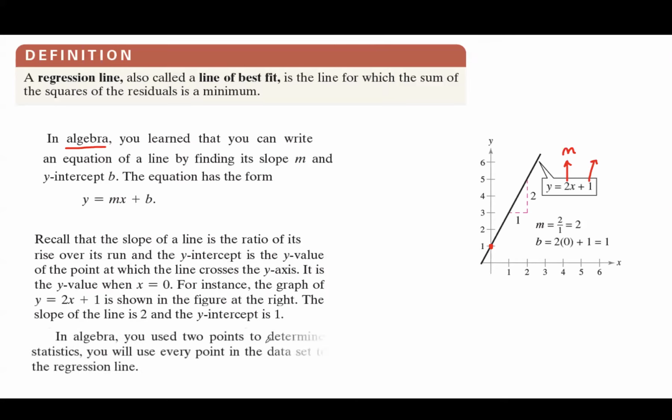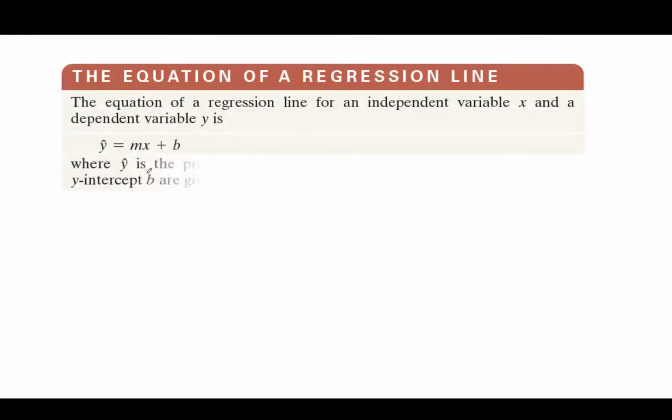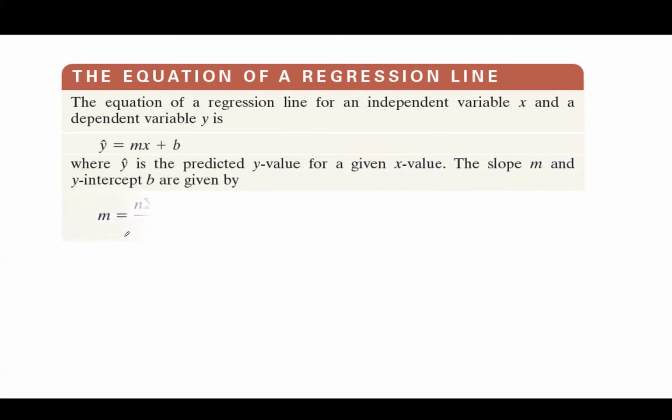In algebra, you use 2 points to determine the equation of a line. In statistics, you use every point in the data to determine the equation of the regression line. The equation of a regression line for an independent variable x and a dependent variable y is y hat equals mx plus b. Y hat is the predicted y value for a given x value. The slope m and y-intercept b are given by the formulas.